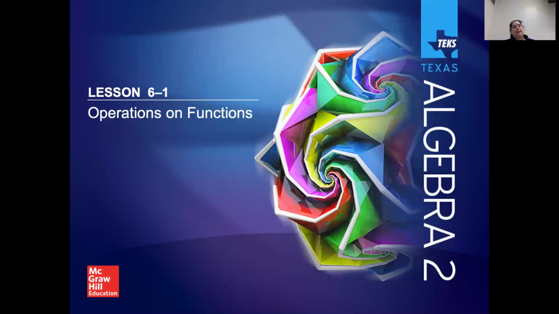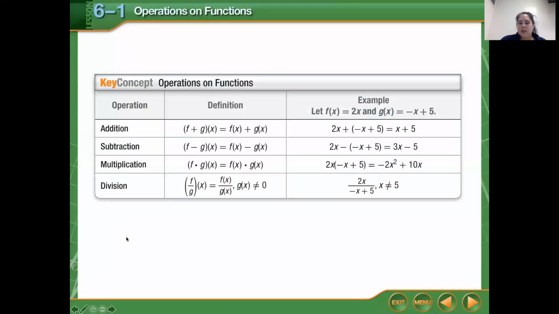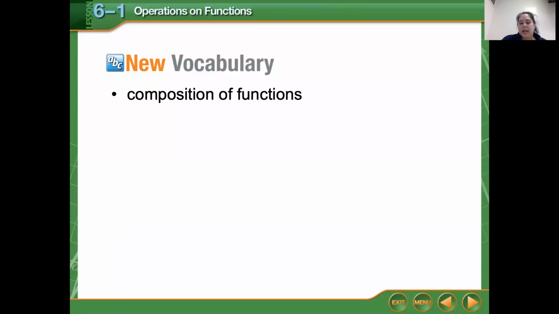Hi everyone, today we're going to take a look at lesson 6-1, operations on functions. One word you might hear today is composition of functions. That is something new we'll take a look at today.